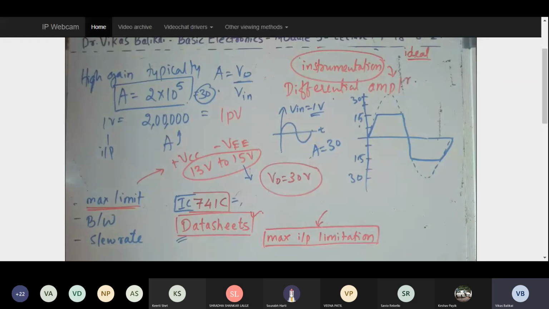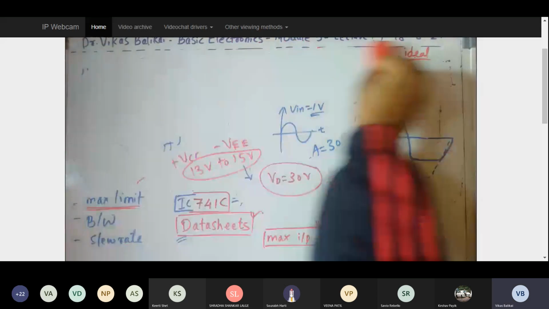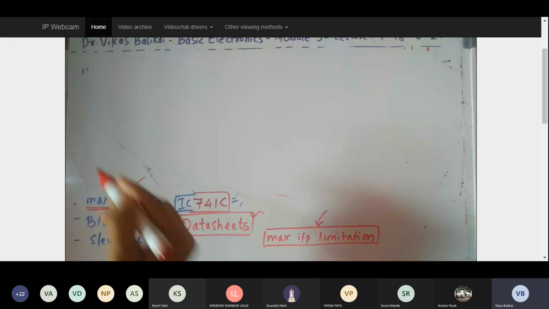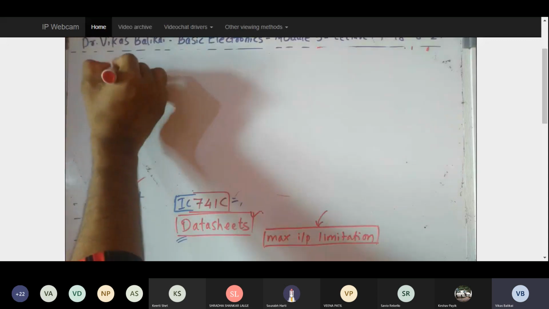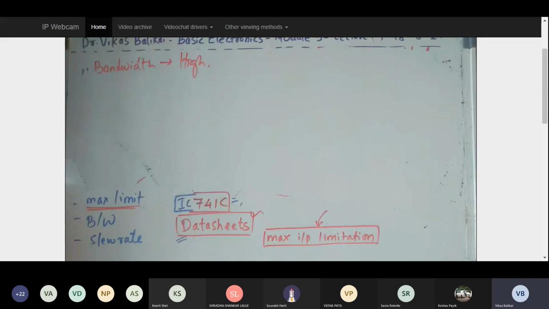Now let's talk about something called bandwidth. I told you the bandwidth of my operational amplifier should be very, very high. Now, before understanding why the bandwidth should be very, very high, I should understand what exactly we mean by bandwidth. Can anybody answer what you mean by bandwidth? What is bandwidth? Any answer? Range of frequencies. Of course, bandwidth is nothing but a range of frequencies.